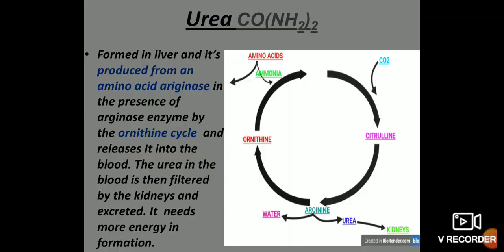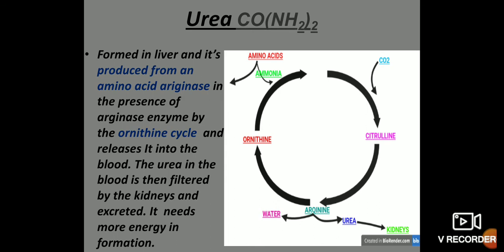So the third one is urea. It is formed in the liver and it is produced from the amino acid arginine in the presence of the arginase enzyme by the ornithine cycle and released into the blood. The urea in the blood is then filtered by the kidneys and excreted.